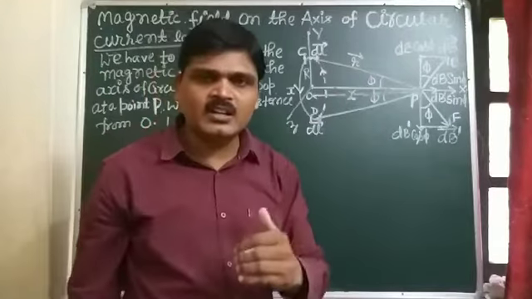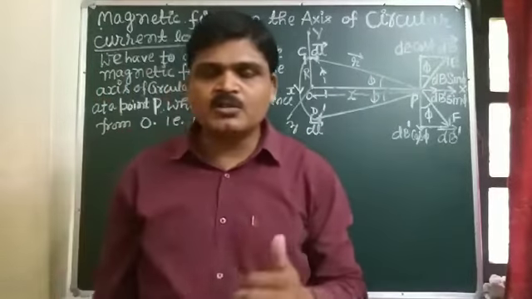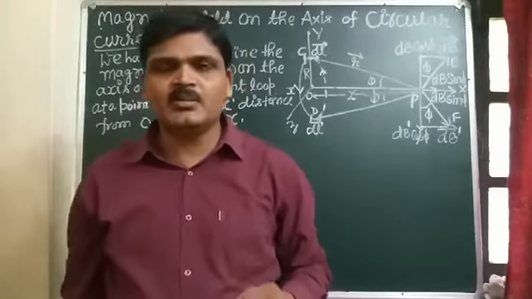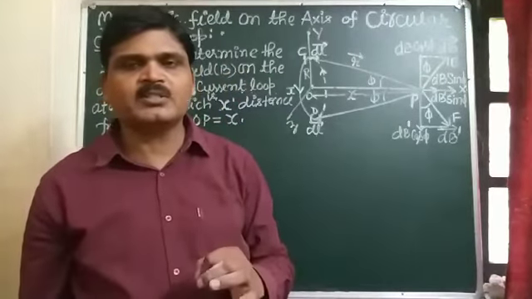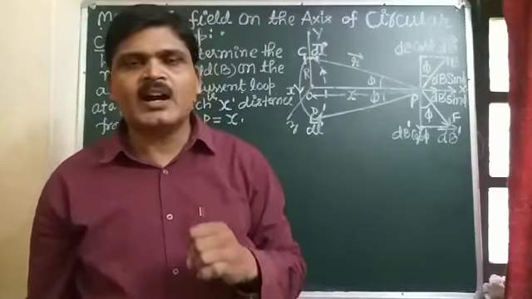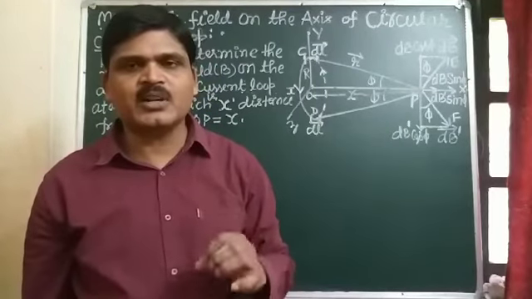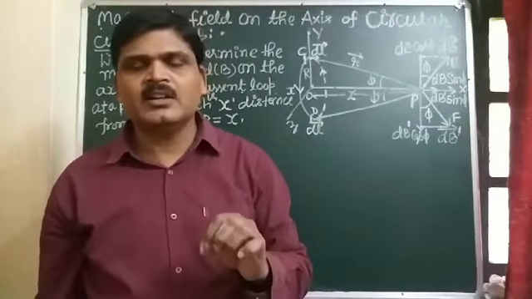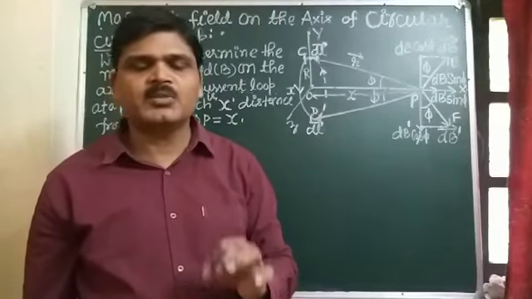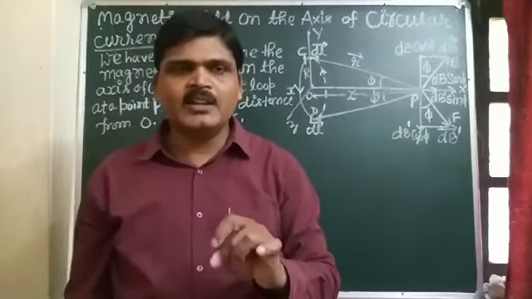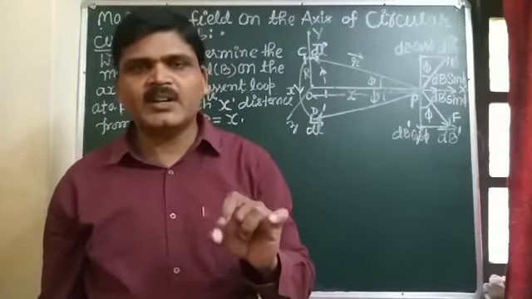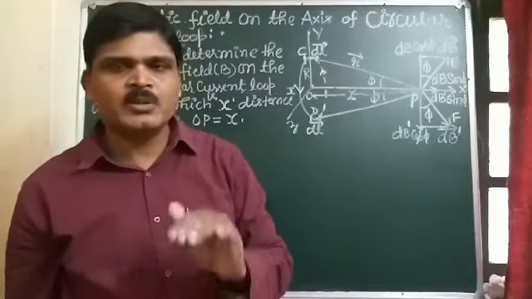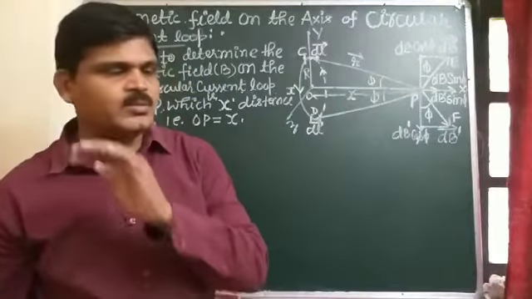Already you know that in Biot-Savart's law, the magnetic field at any point due to a current element is given by dB equal to mu naught by 4 pi, I dl sin theta by r square. In vector form, as I have written in the earlier class, dB vector equals mu naught by 4 pi, I in bracket dl vector cross vector r, divided by r cube. Now I am going to use this formula.